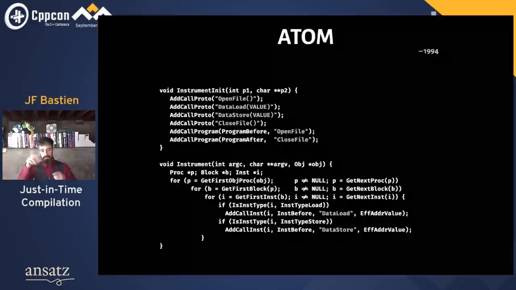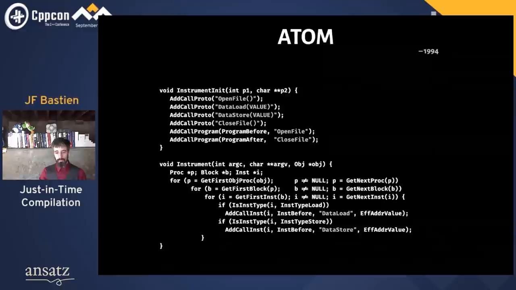And then if you look at the loops in instrument, you say, get the first procedure in the object. For that, get each block in the procedure. And for that, get each instruction in the procedure. If the instruction type is a load, add a call before it. If the instruction type is a store, add a call before that, right? So Adam is a system for building customized program analysis tools. And it's generally called dynamic binary instrumentation in other papers.